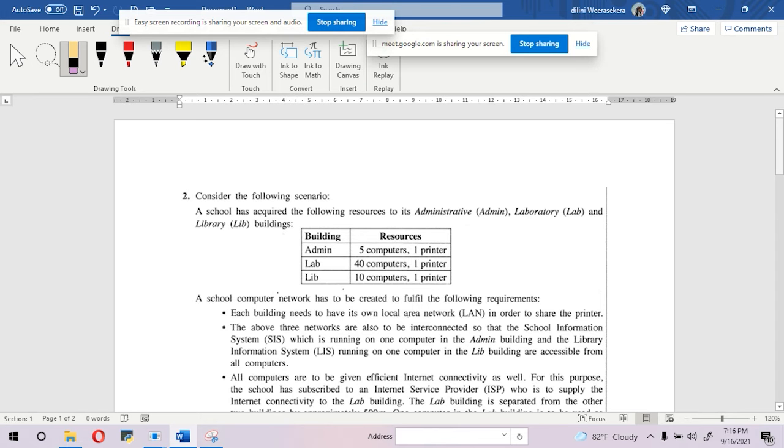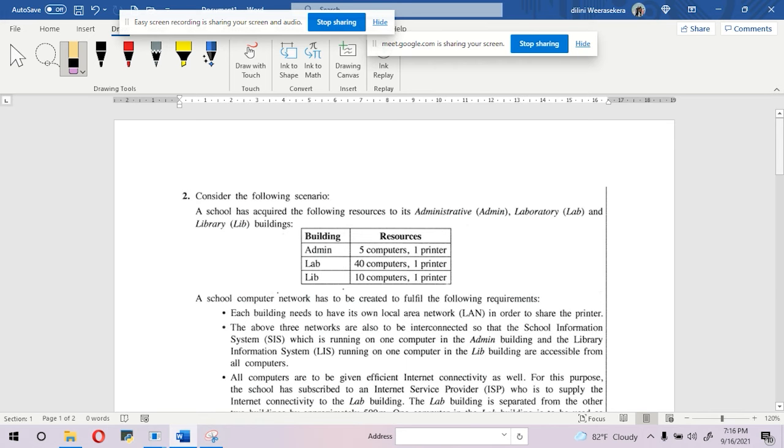So now what happened? The school requires a network combining these three locations. Each building needs its own local area network in order to share the printer. The printer is connected to one machine, and all these devices should be interconnected to create the LAN.